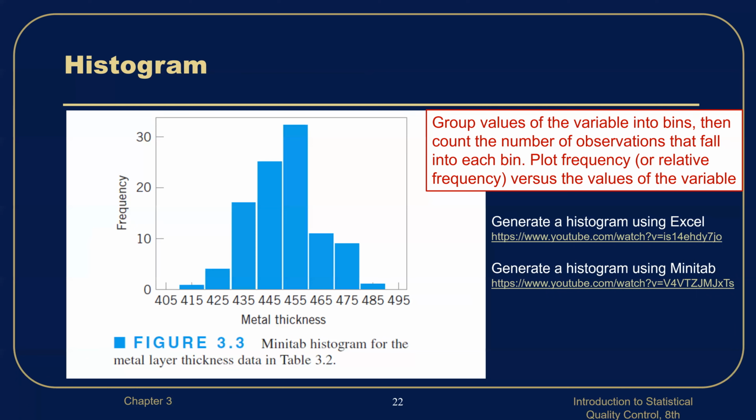So for the data set, if we group them into 10 bins, we will have a histogram like this. It roughly shows the shape of the data. It is near normally distributed, but a little right skewed. Here are the videos to create a histogram using Excel and Minitab.